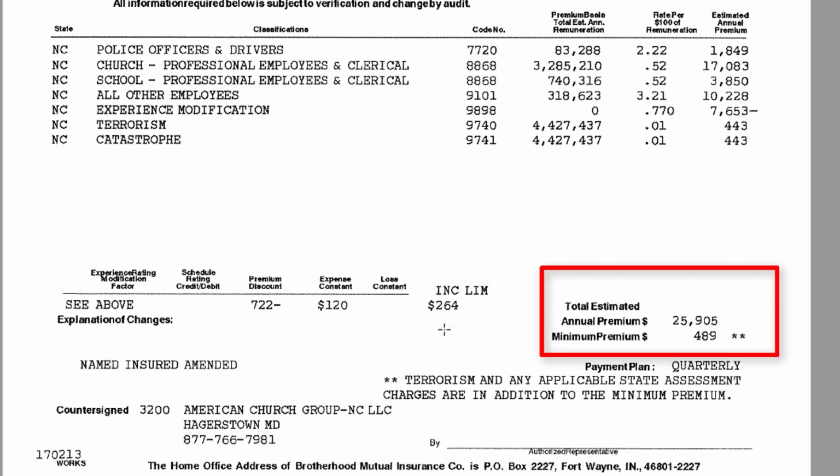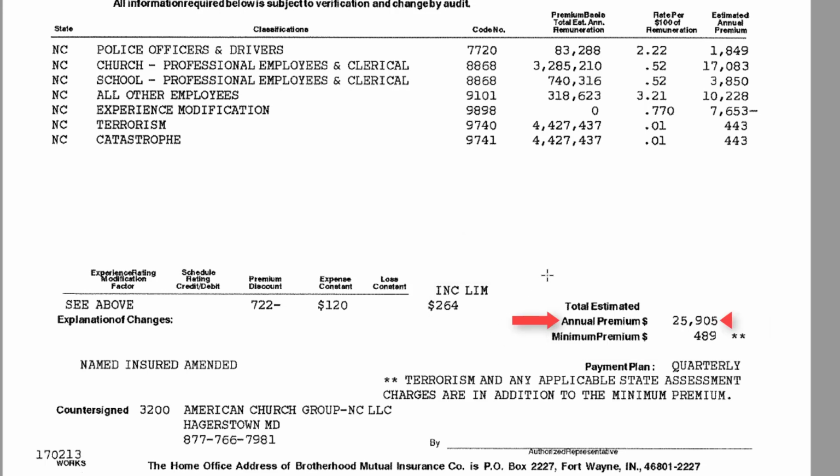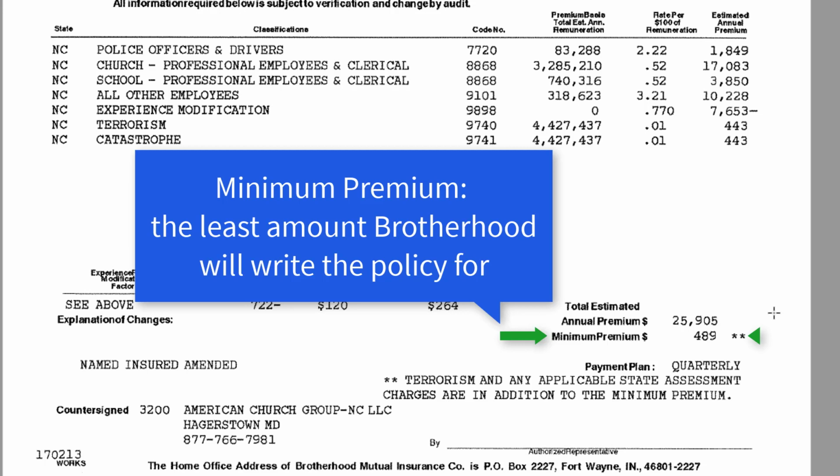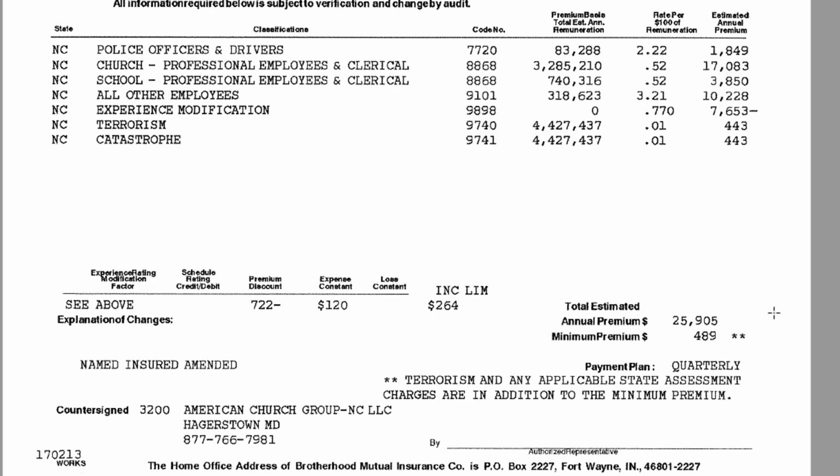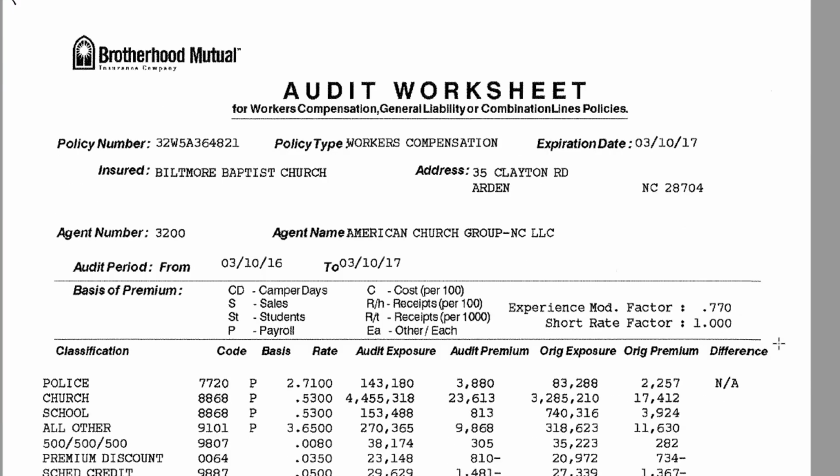Over on the right hand side, back down on the bottom, the annual premium, $25,905. Then it says minimum premium. That does not mean that they can send in $489 a month. What it means is that is the least amount that Brotherhood will write the policy for. That confuses customers sometimes. Just go with the annual premium, $25,905, then that's divided up by whatever payment schedule they're on.